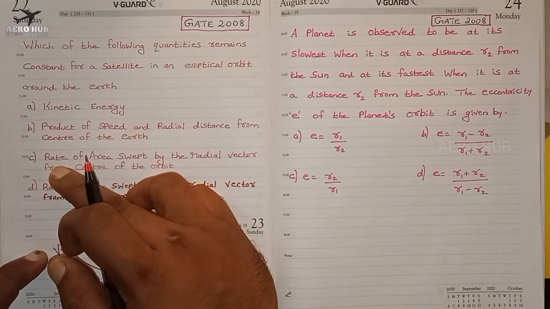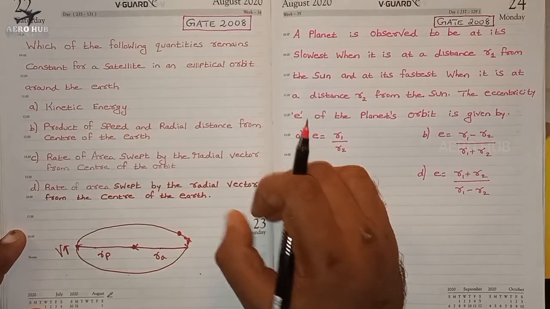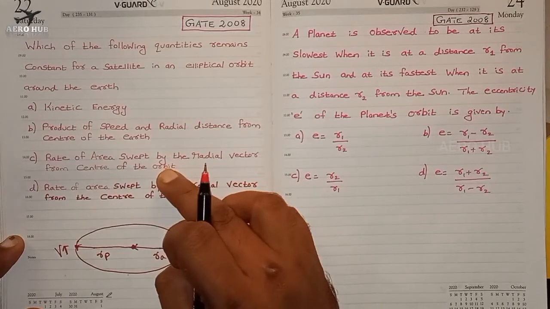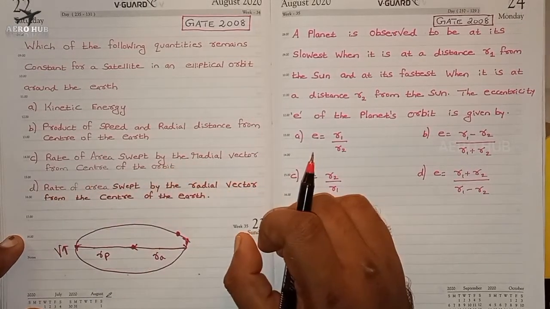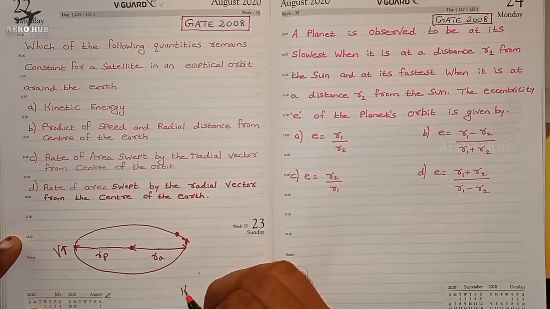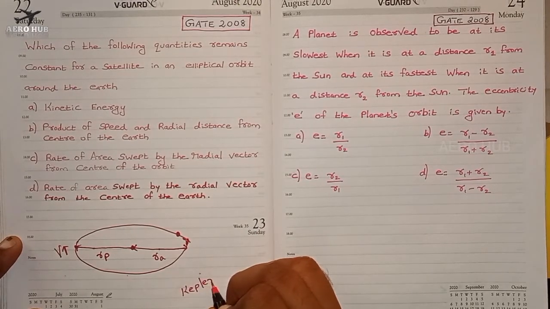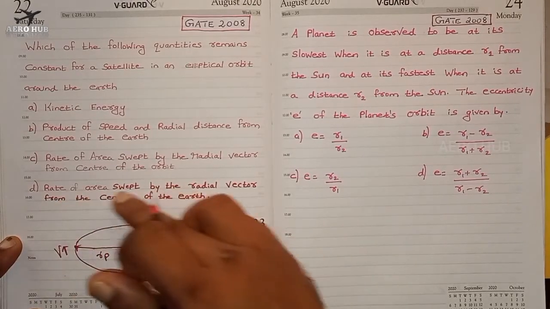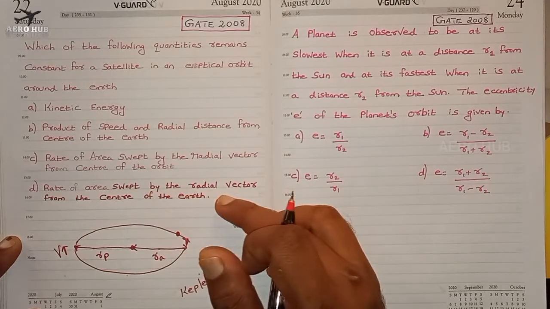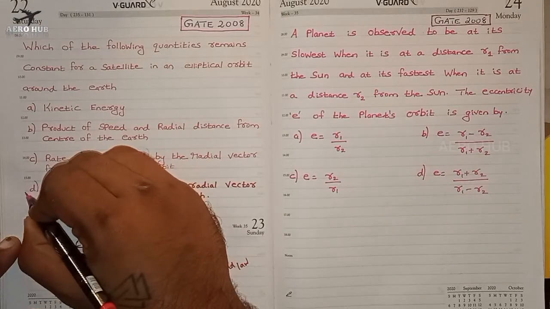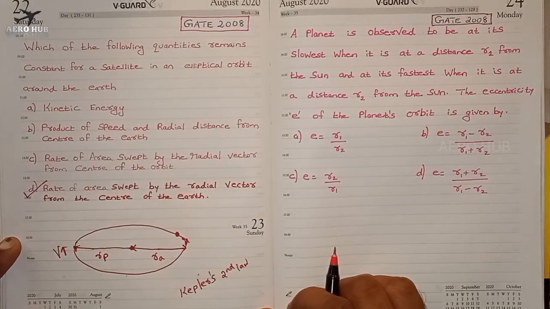Then for option C, the rate of area swept by radial vector from the center of the orbit, and option D is the rate of area swept by the radial vector from the center of the Earth. According to Kepler's second law, the rate of area swept by the radial vector from the center of Earth is constant. Therefore, option D is the right answer.